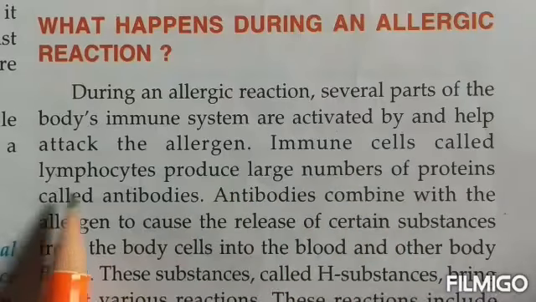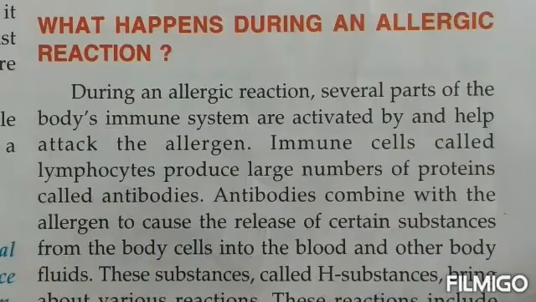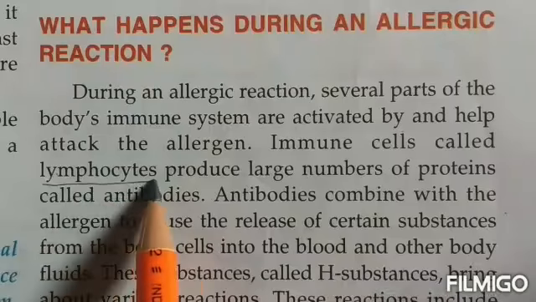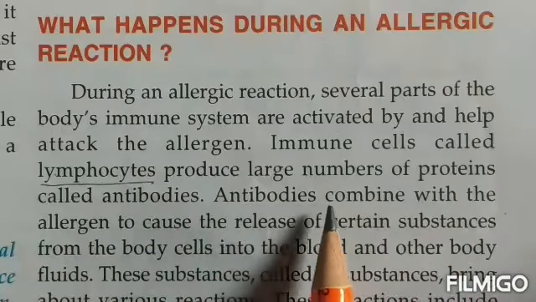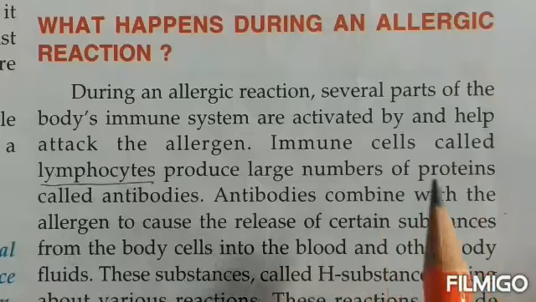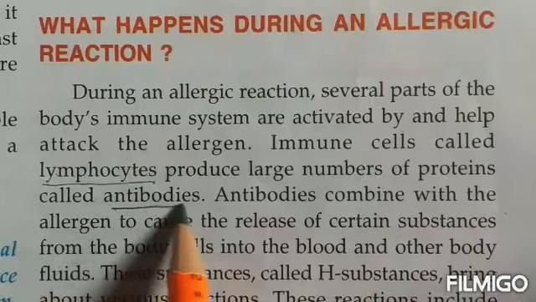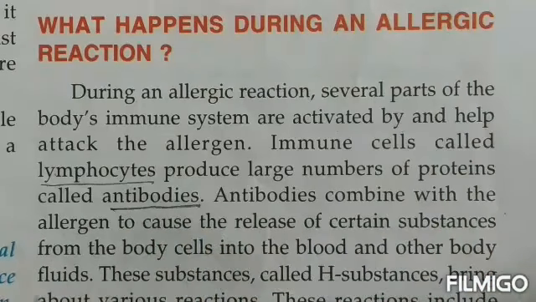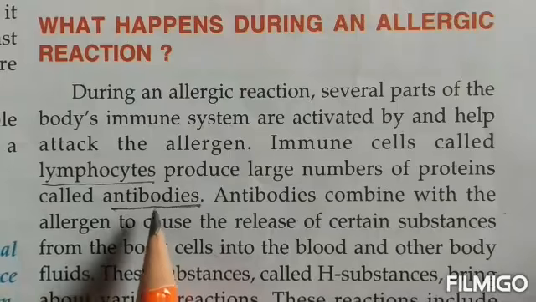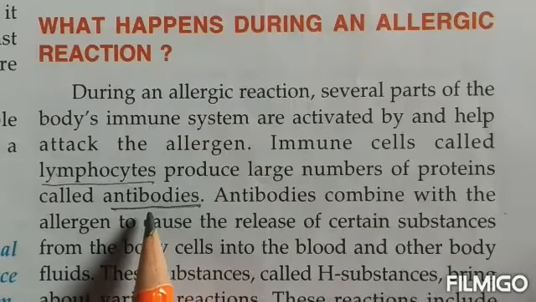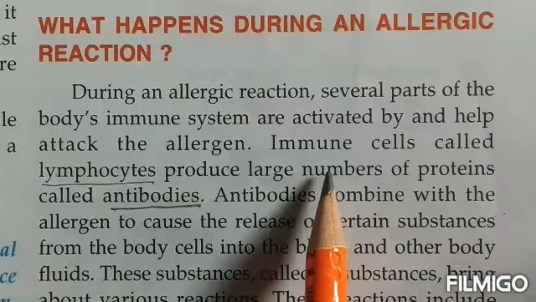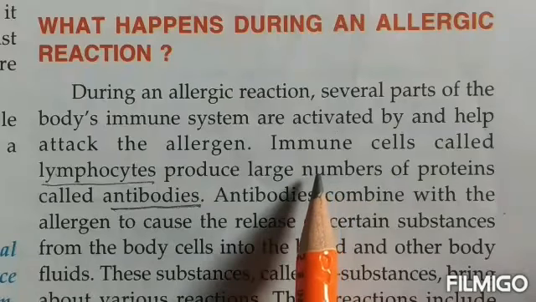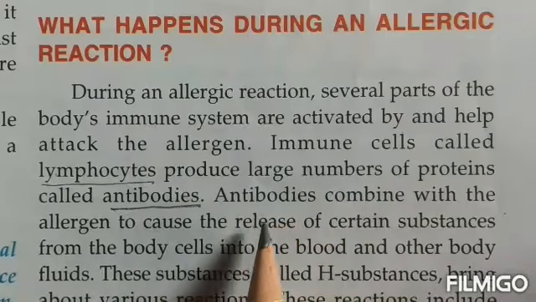Immune cells called the lymphocytes. Now this word is important, children. You should underline lymphocytes. The immune cells are called the lymphocytes. They start producing a large number of proteins, and these proteins are antibodies, which I told you right now, children. So underline these two words. So antibodies, you could also say, children, antibodies are produced by the lymphocytes of the immune system of our body.